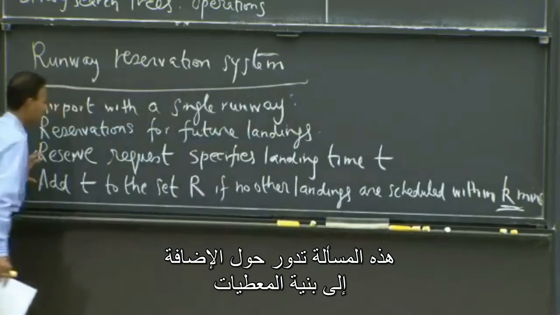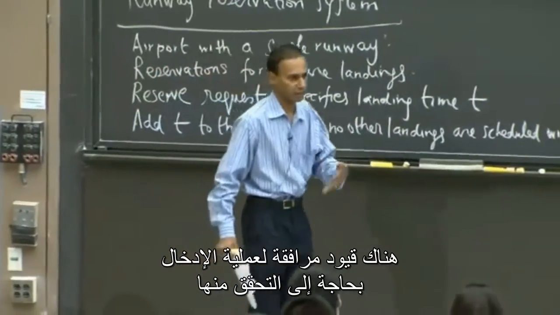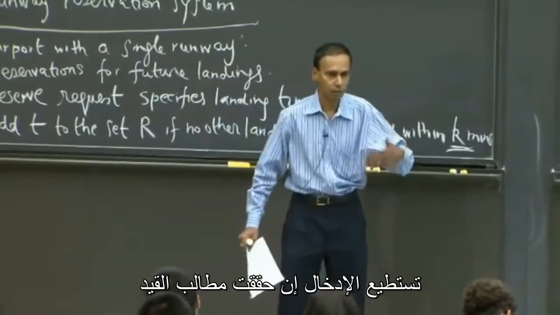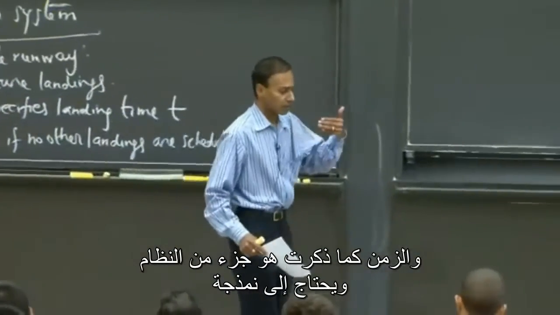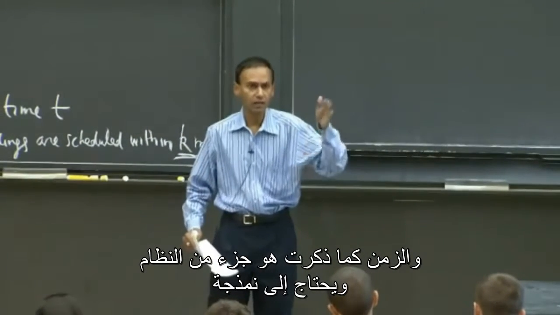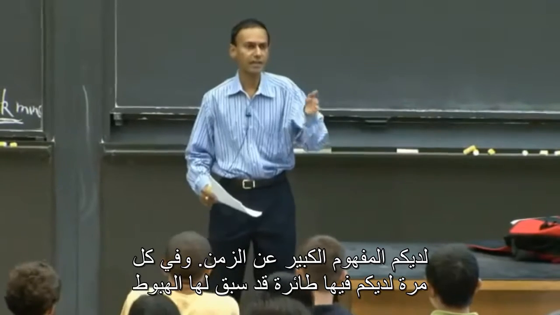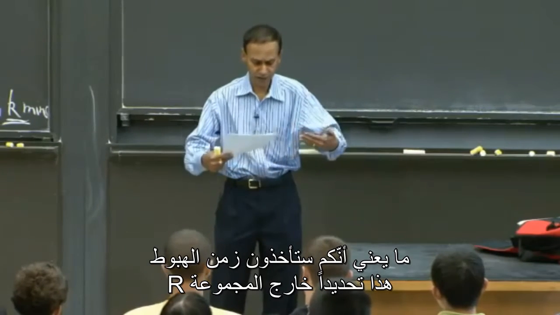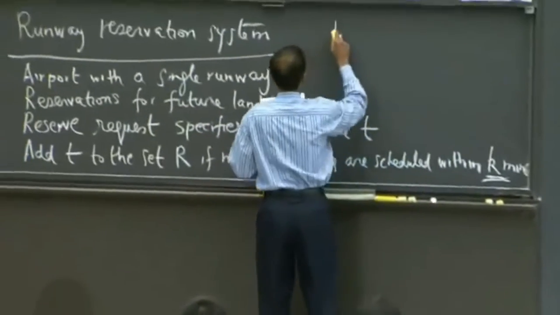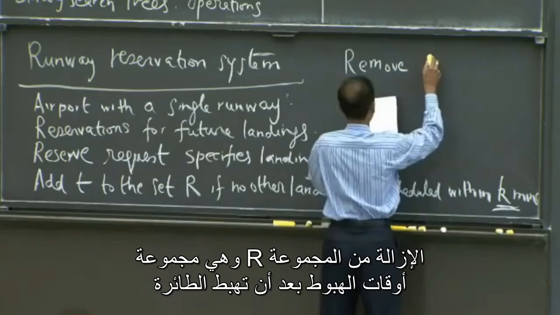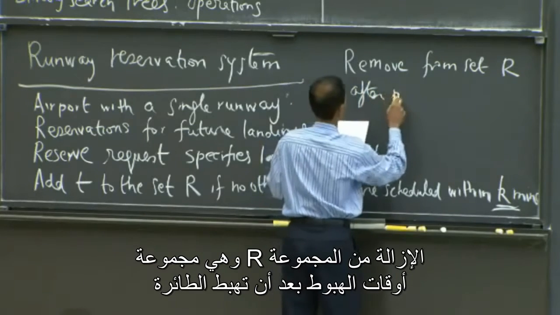So this is about adding to the data structure, and so an insert operation, if you will, that has a constraint associated with it that you need to check. And so you wouldn't insert if the constraint was violated. You would if the constraint was satisfied. And time, as I said, is something that is part of the system. It needs to be modeled. You have the current notion of time, and every time you have a plane that's already landed, you can essentially take this particular landing time away from the set R. So there's removal or delete. We remove from set R, which is the set of landing times, after the plane lands.